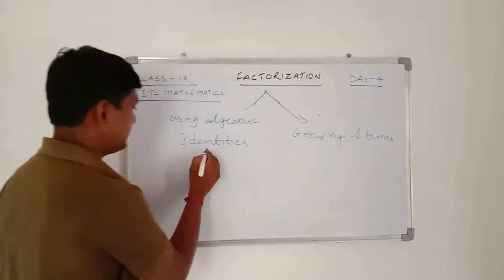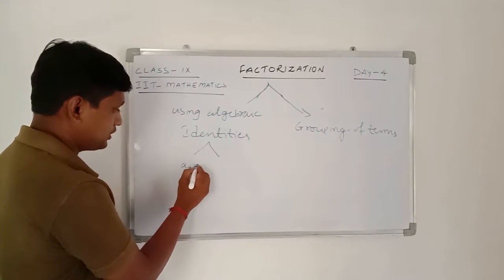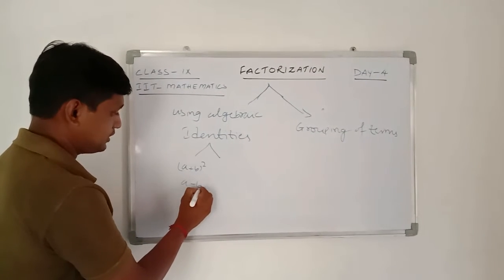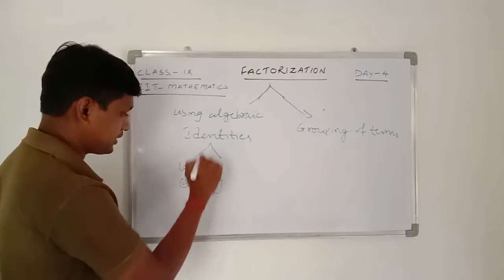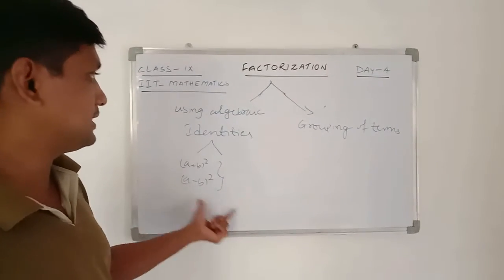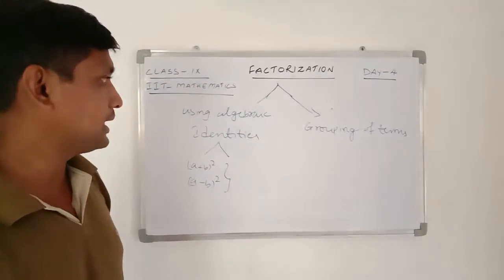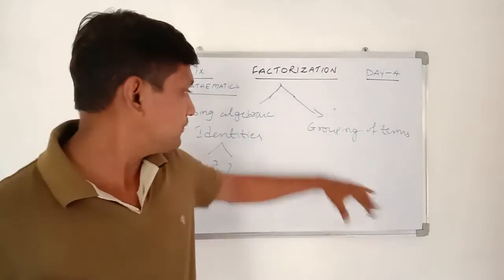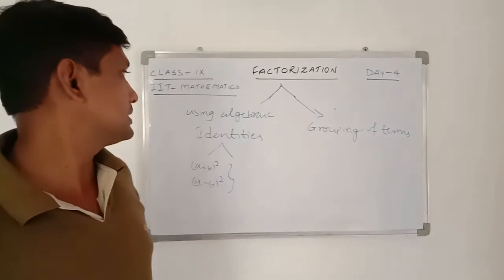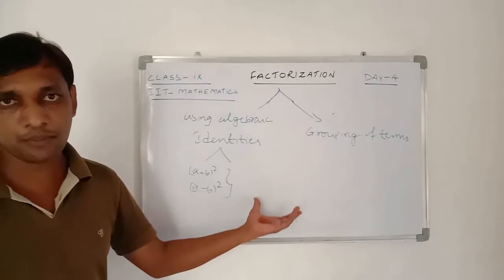Algebraic identities means whatever identities that are there. For example, a plus b whole square or a minus b whole square and so on. These identities we are going to use to do the factorization. Whereas grouping of terms means we are going to place the like terms at one place and factorize. So this is the second method, and we are going to continue by doing the problems.